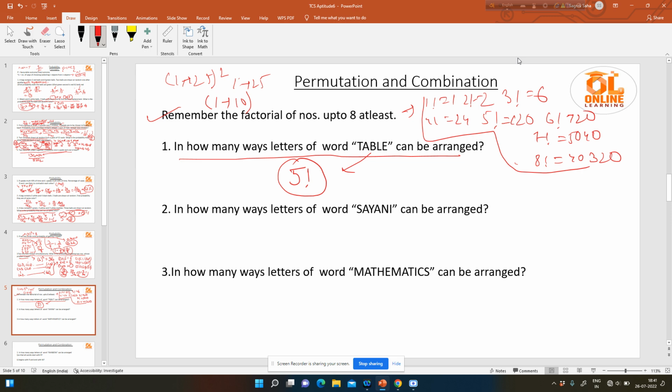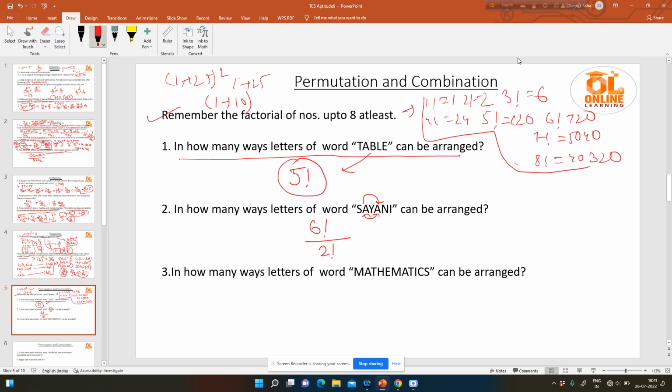Now in how many ways can the letters of the word shiny be arranged? How many letters are there? 1, 2, 3, 4, 5, 6. So there are 6 letters, so 6 factorial. But both the a's are common, so we will divide by 2 factorial, because if we swap the two a's they would make the same arrangement.